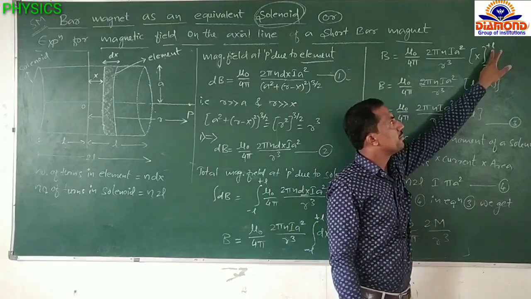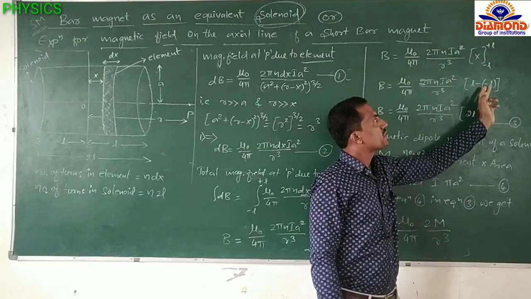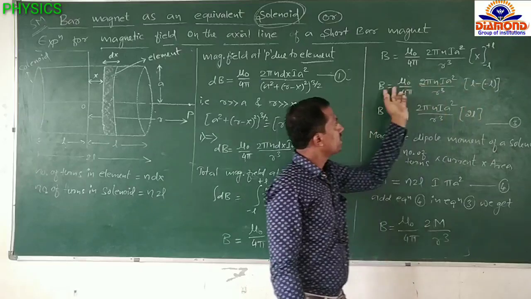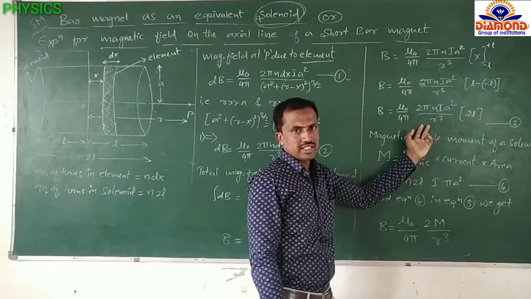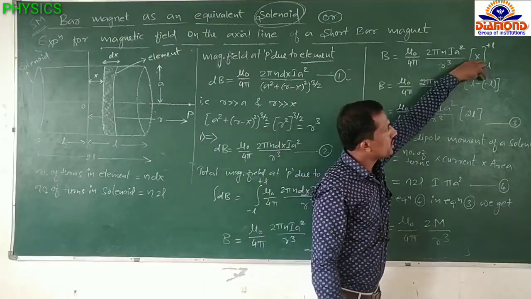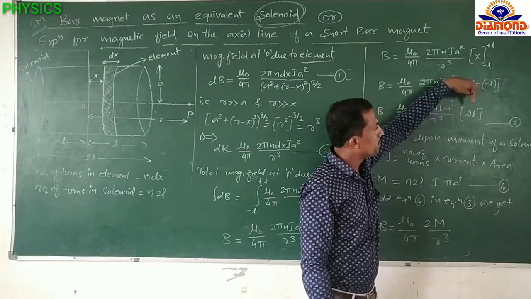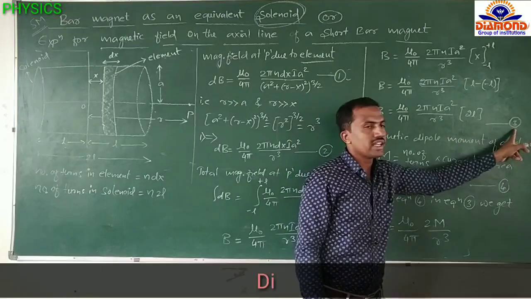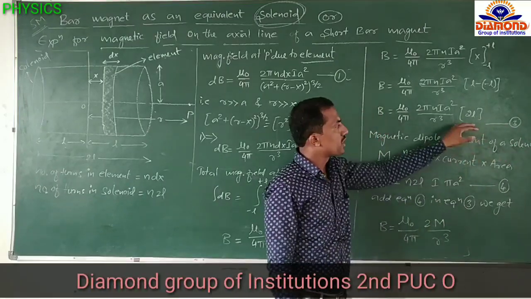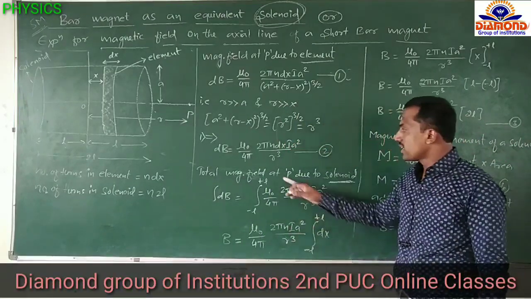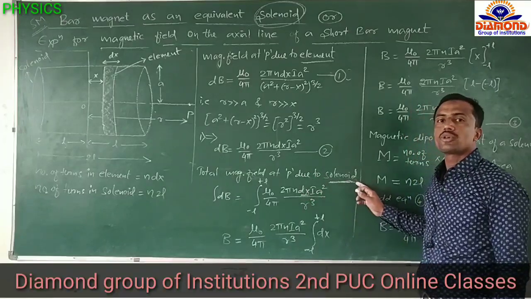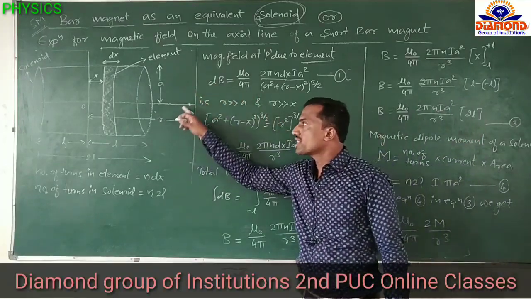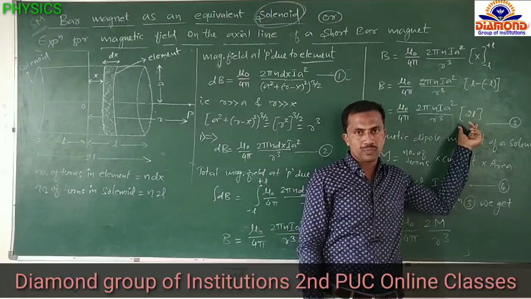We are using the limit minus L to L. B is as it is, this whole term is as it is. Minus into minus, plus L, is 2L. We write equation number 3. This equation 3 is the magnetic field at P due to the solenoid. Total solenoid की वजह से P पॉइंट पर इतना मैग्नेटिक फील्ड है.